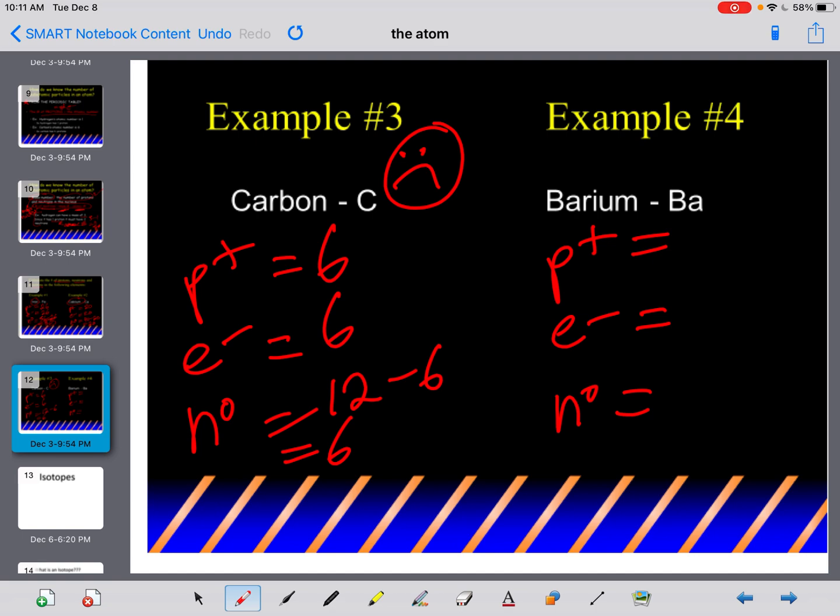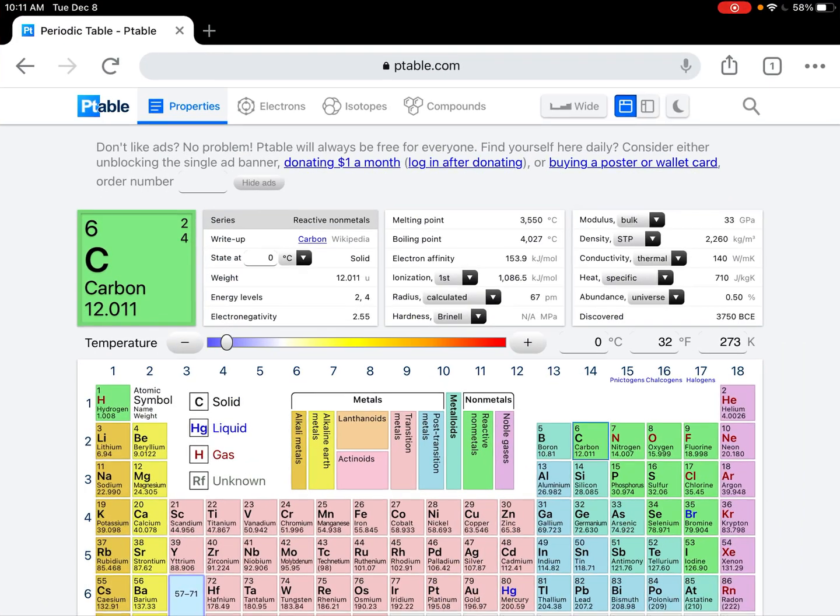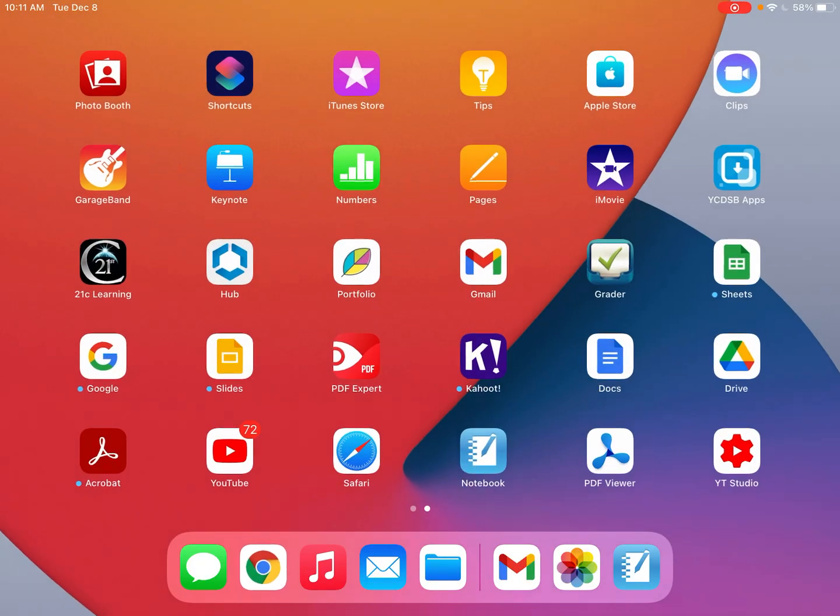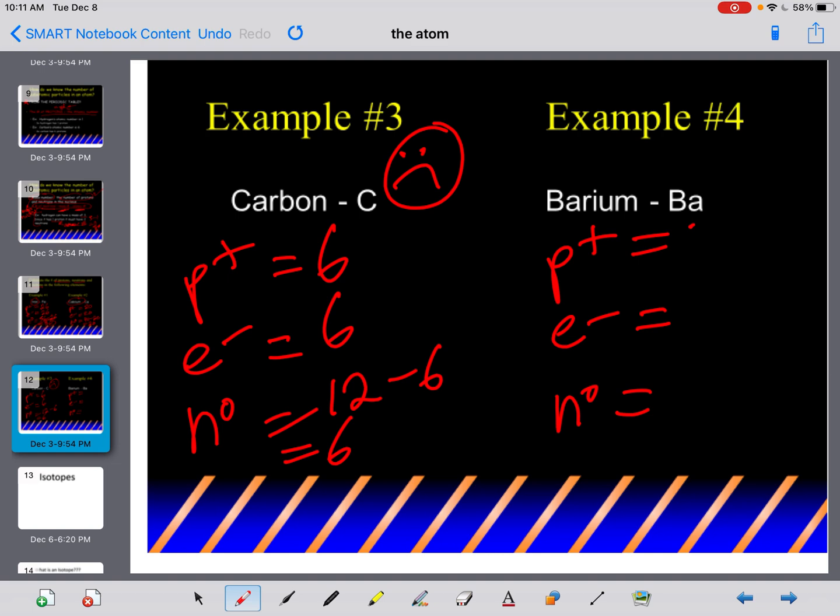So barium, let's take a look at barium. Barium is 56, okay? And then we have 137. So 56 and 56, right? And this is going to be 137 minus 56, which is 81 for our neutron number. Okay, so it's pretty straightforward. If it says the element name, that means you are just going to use the average for it on the periodic table.